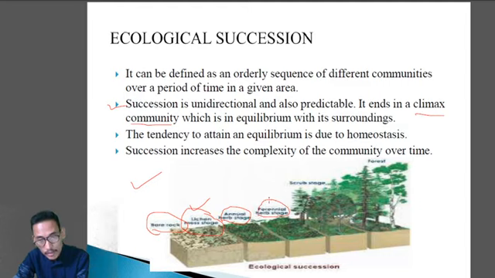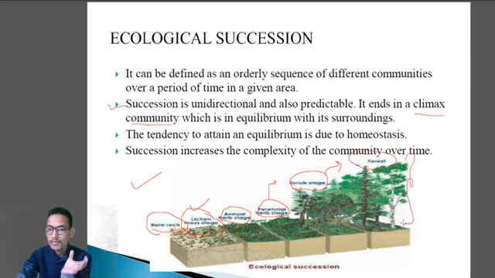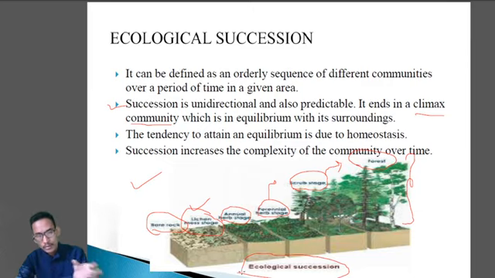Similarly this will be replaced by another one which is called the shrub stage, and shrub will also be replaced by the final climax community which is called the forest stage. So this forest stage is the climax community which is in a state of equilibrium. This is a simple example of ecological succession. Over here the first species to appear on the bare rock is mainly the lichens. Later we will talk about the names of the species which will occupy the bare area.